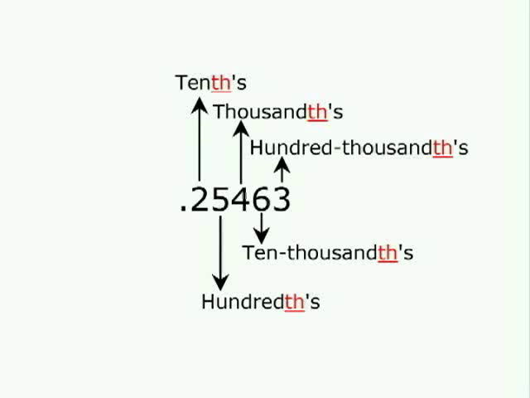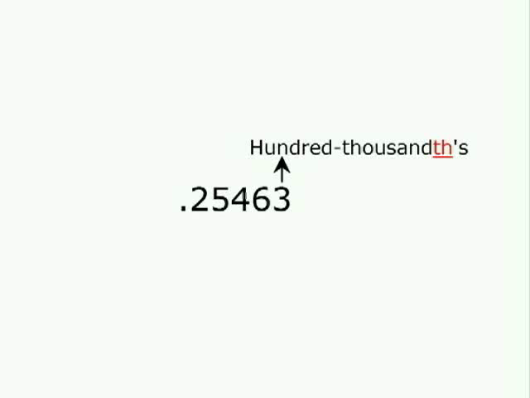2. They do not have a 1's place value. They start with the 10's place value, and they are the same as whole number place values except they have a th on the end of them to show that they are decimal place values and not whole number place values. So in this decimal number, what's the last place value, Bruno? 100,000s.